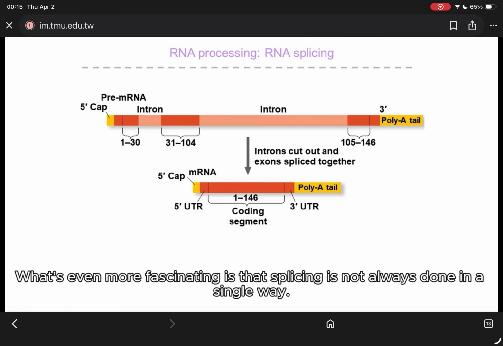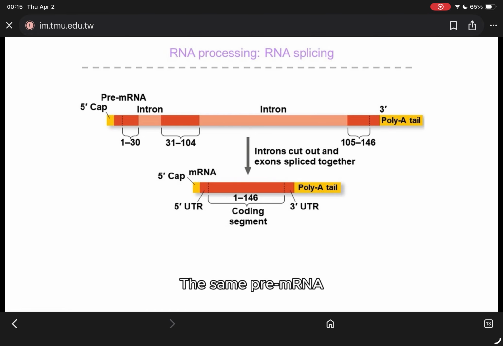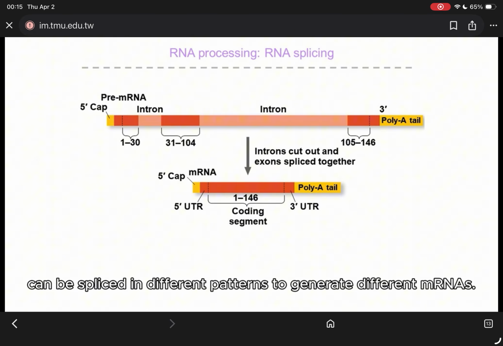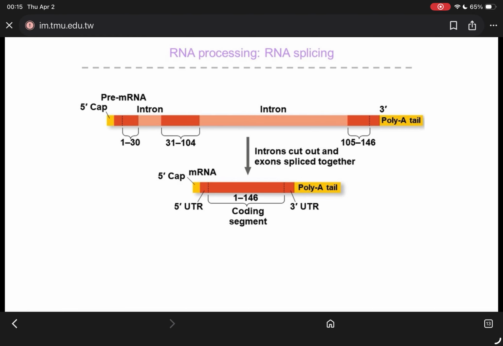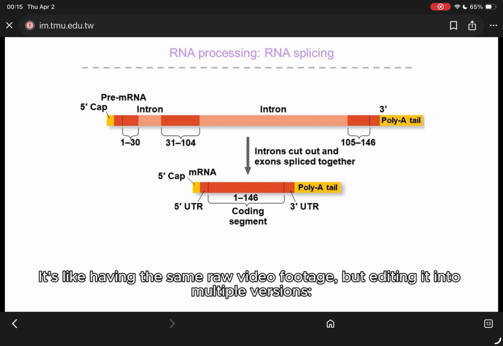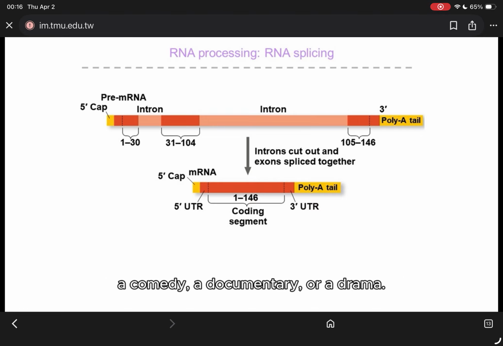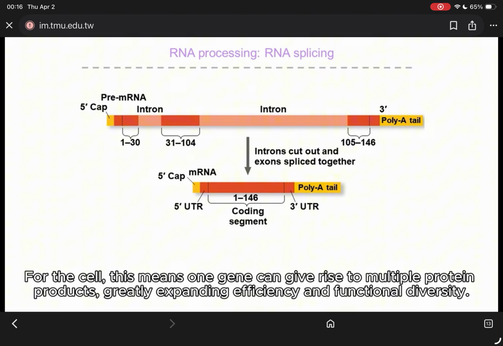What's even more fascinating is that splicing is not always done in a single way. The same pre-mRNA can be spliced in different patterns to generate different mRNAs. This is called alternative splicing. It's like having the same raw video footage, but editing it into multiple versions, a comedy, a documentary, or a drama. For the cell, this means one gene can give rise to multiple protein products, greatly expanding efficiency and functional diversity.